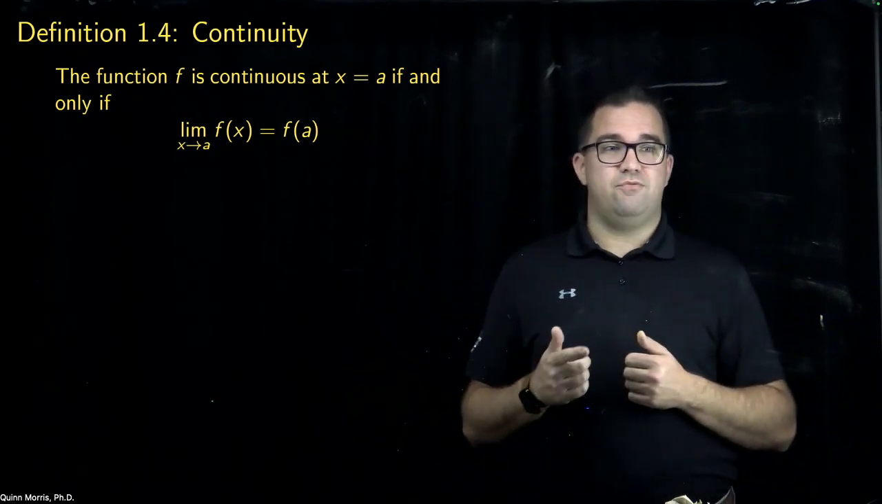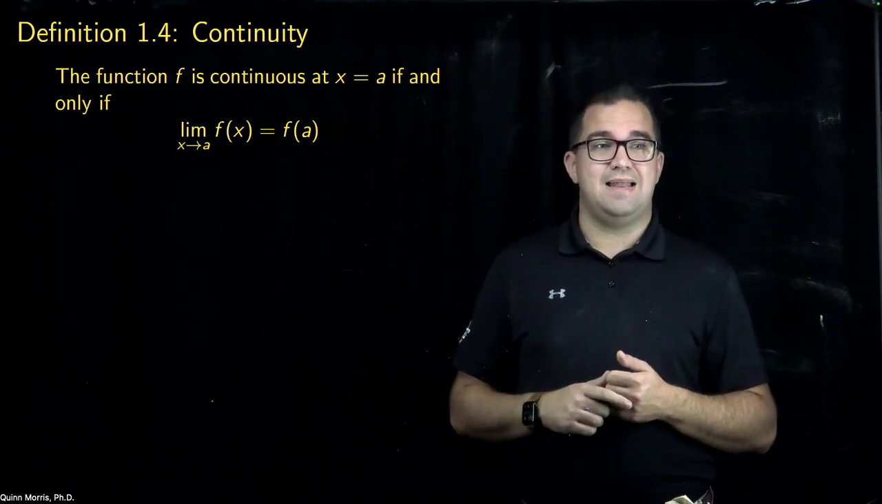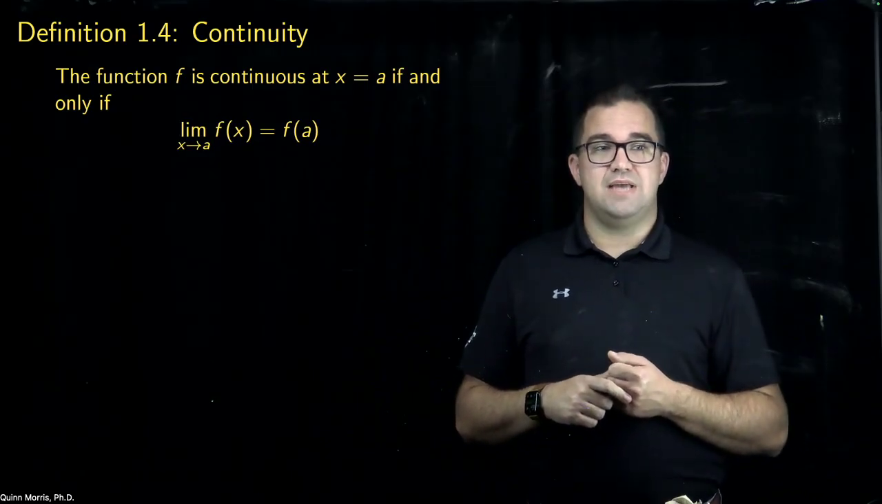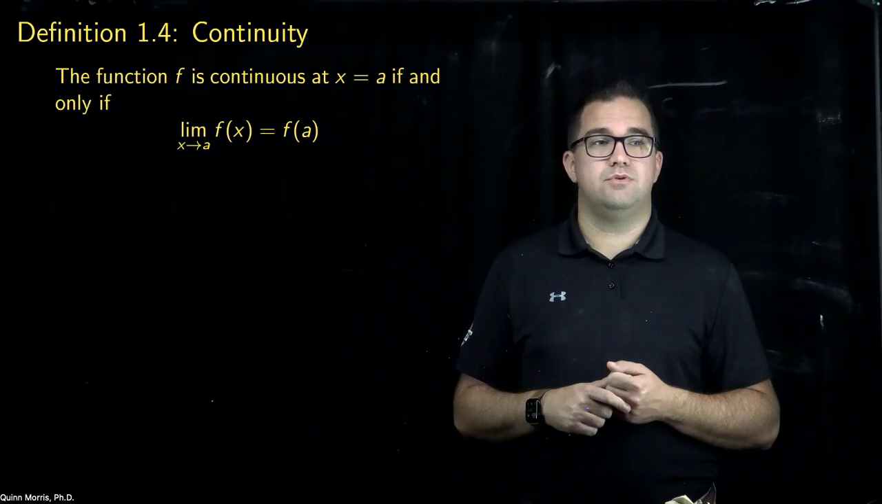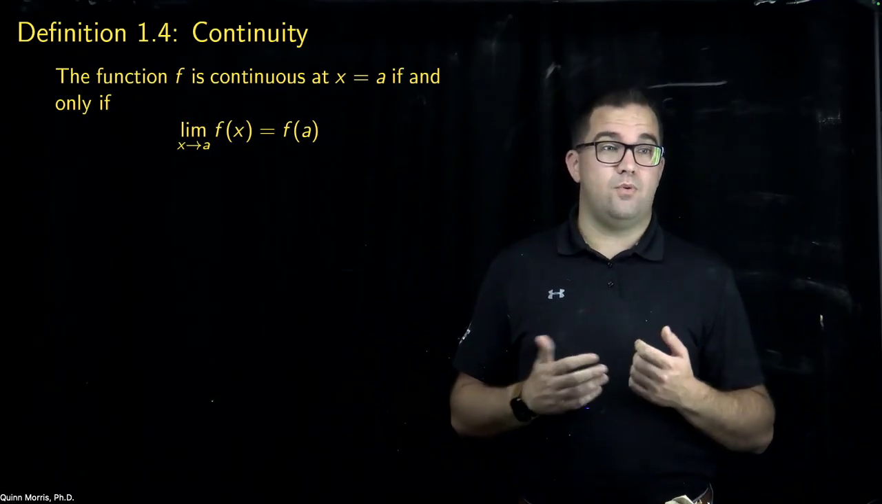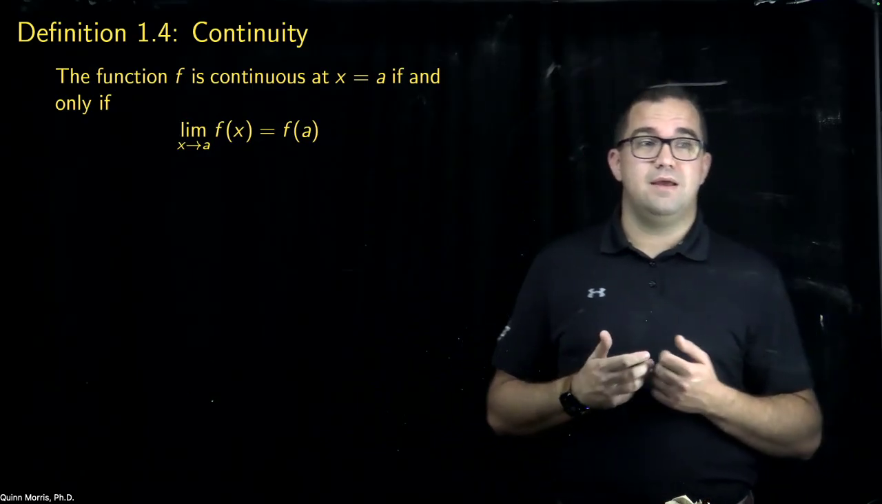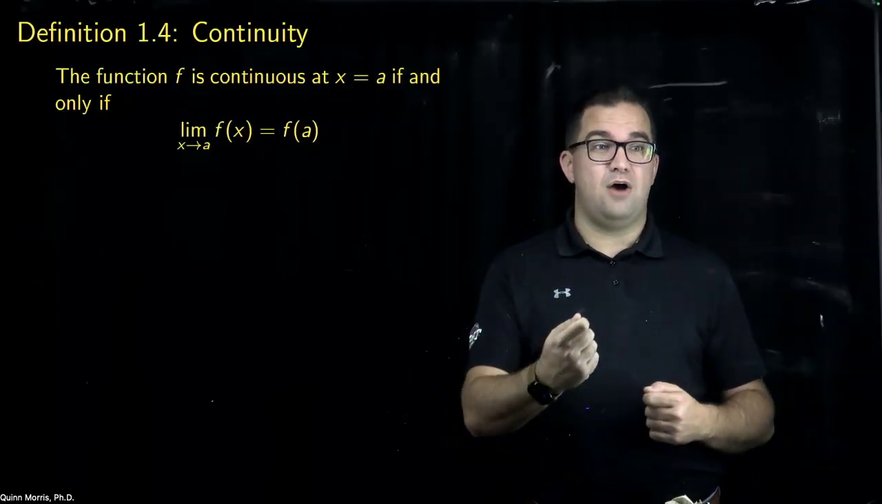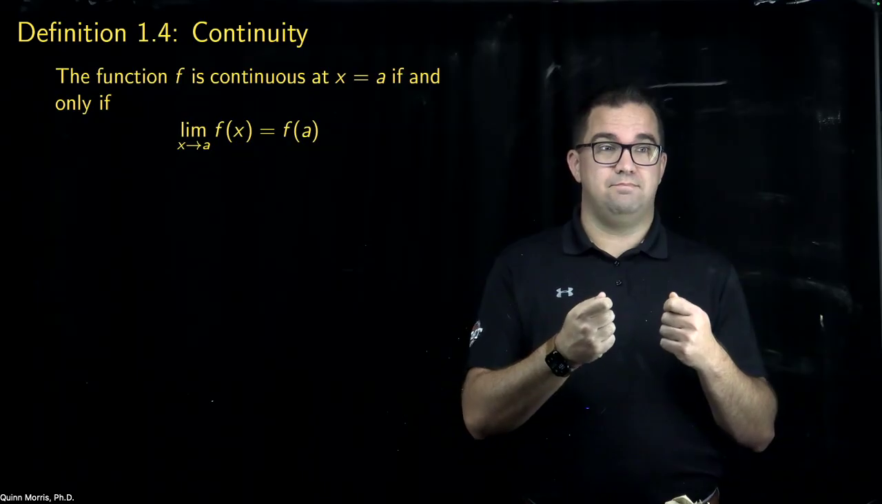We say the function f is continuous at x equals a if and only if the limit as x approaches a of f of x is equal to f of a. Said another way, a function is continuous at a point if the limit of the function at that point and the function's value at that point are the same.